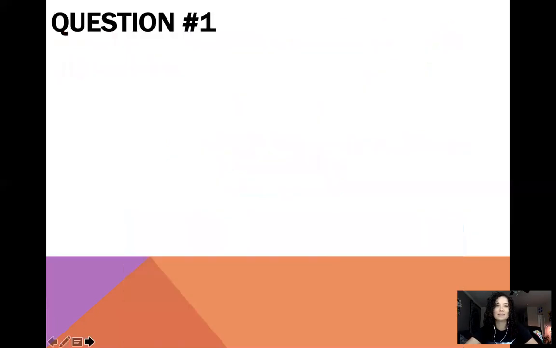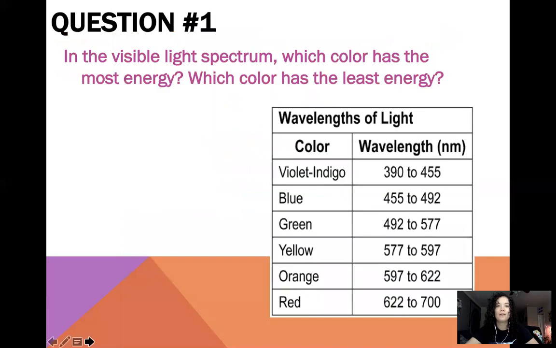All right, next question. In the visible light spectrum, which color has the most energy and which color has the least energy? Please jot down your answers in your notebook, and when you're ready, pause the video, jot it down, and when you're ready, resume.